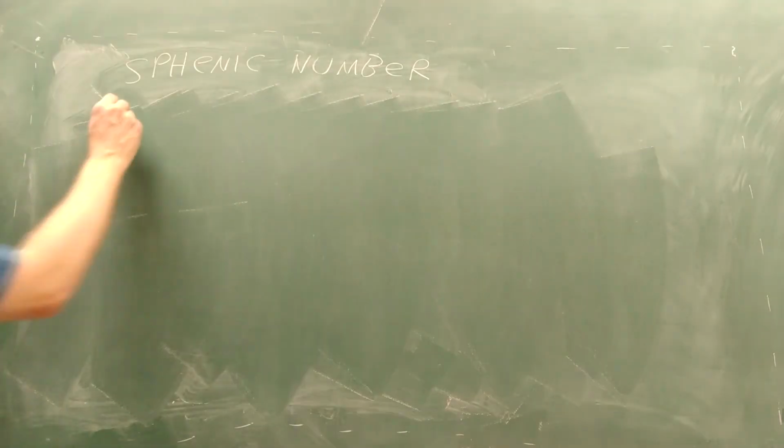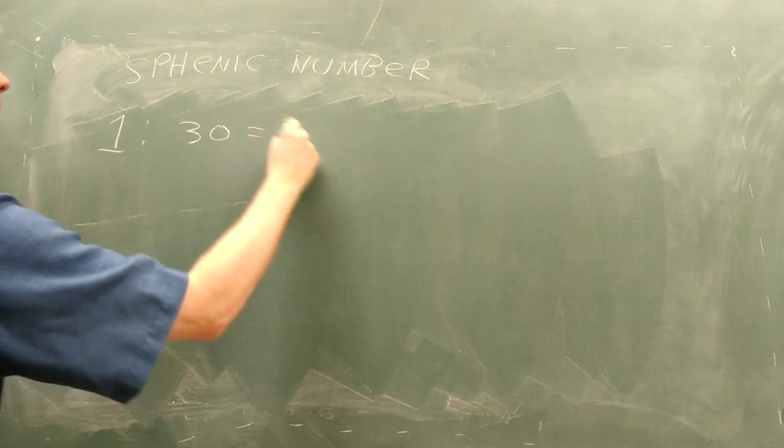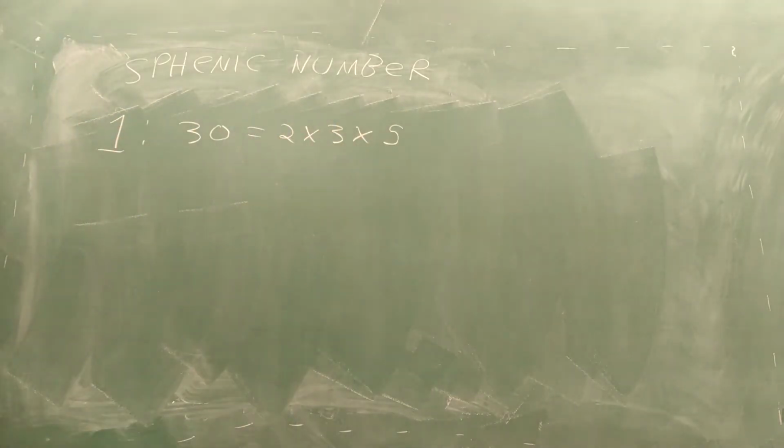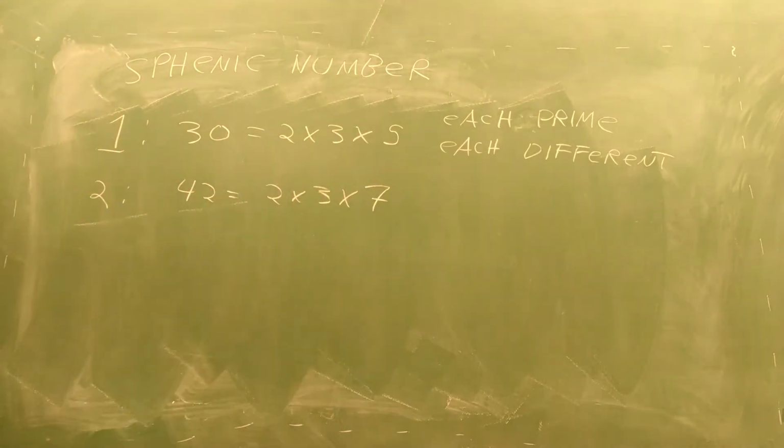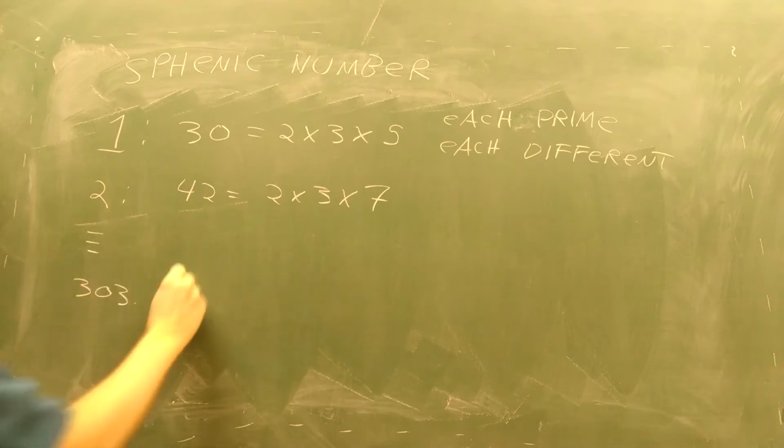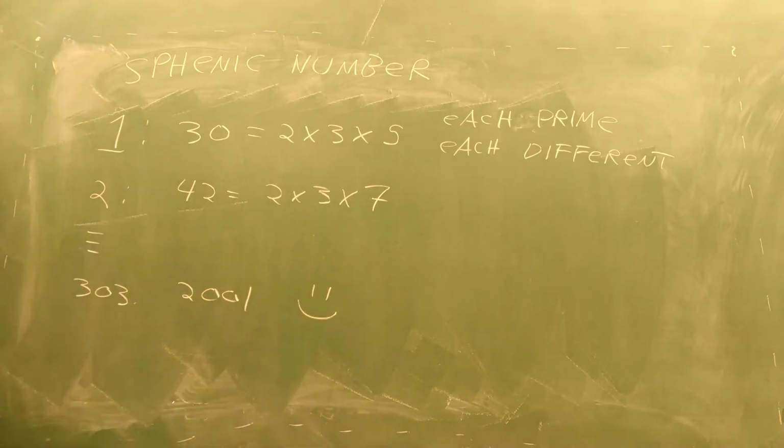For example, the smallest Sphenic number is 30, which is 2 times 3 times 5. The next smallest Sphenic number is 42, which is 2 times 3 times 7. 2001, it turns out, is the 303rd Sphenic number.